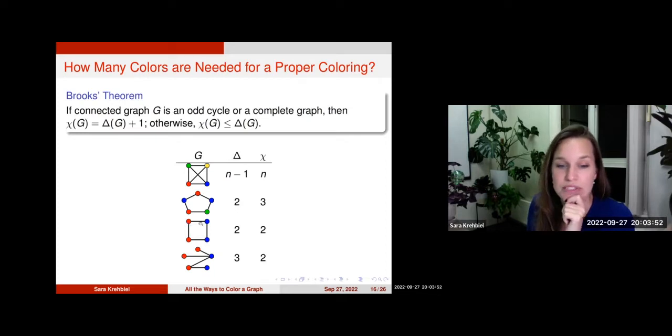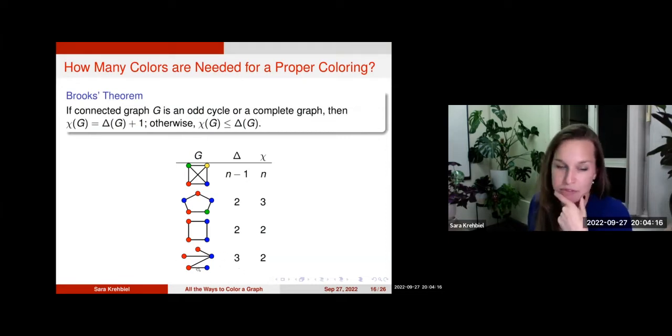So, whoops, this is a bad coloring. I meant to flip two of these reds and blues. So if I alternate these reds and blues, that would be a good coloring. So for example, an even cycle, then the max degree is going to be 2, and 2 is enough to properly color the graph. I could also just take an arbitrary graph.